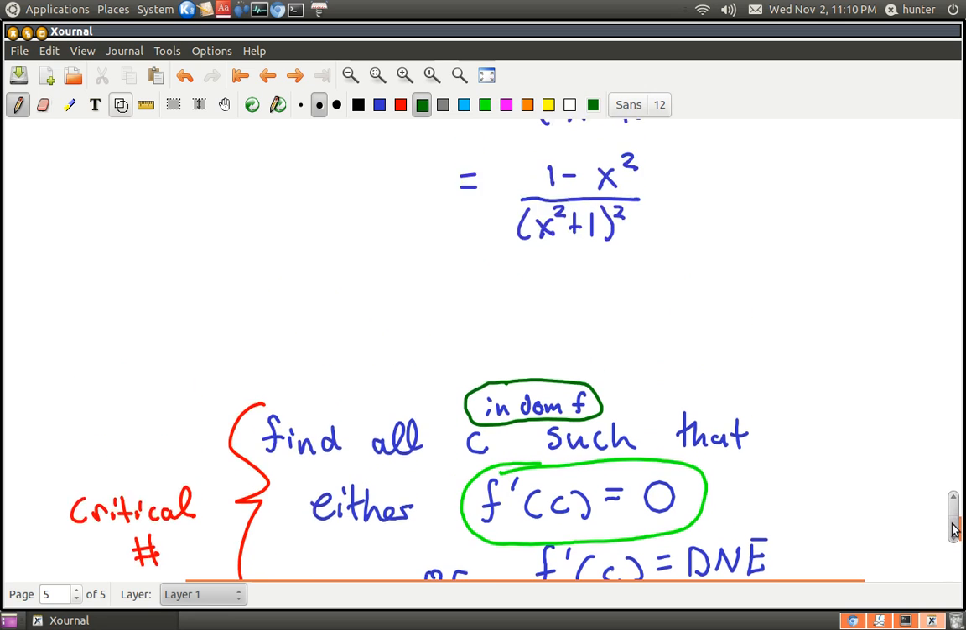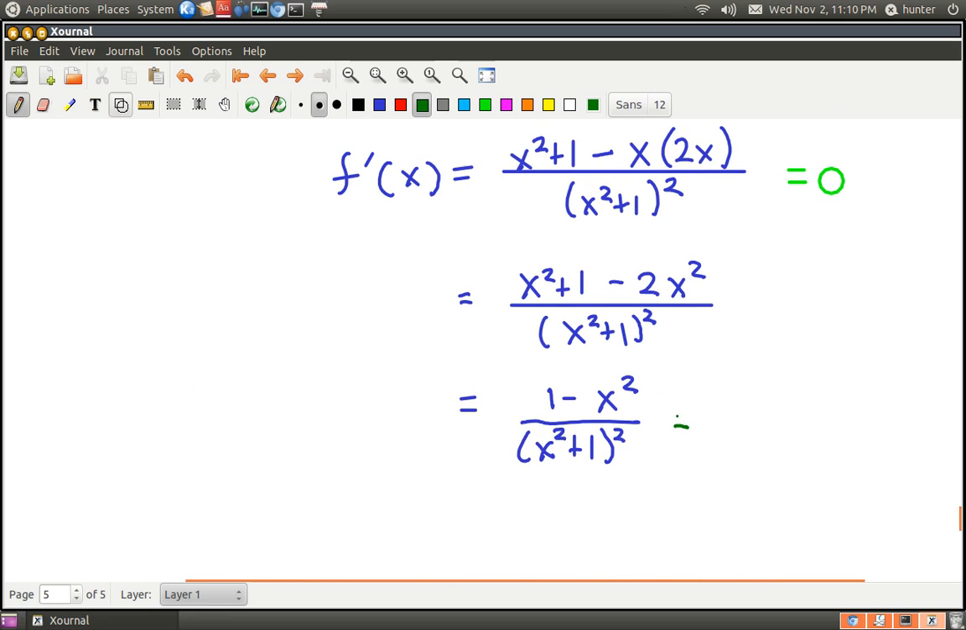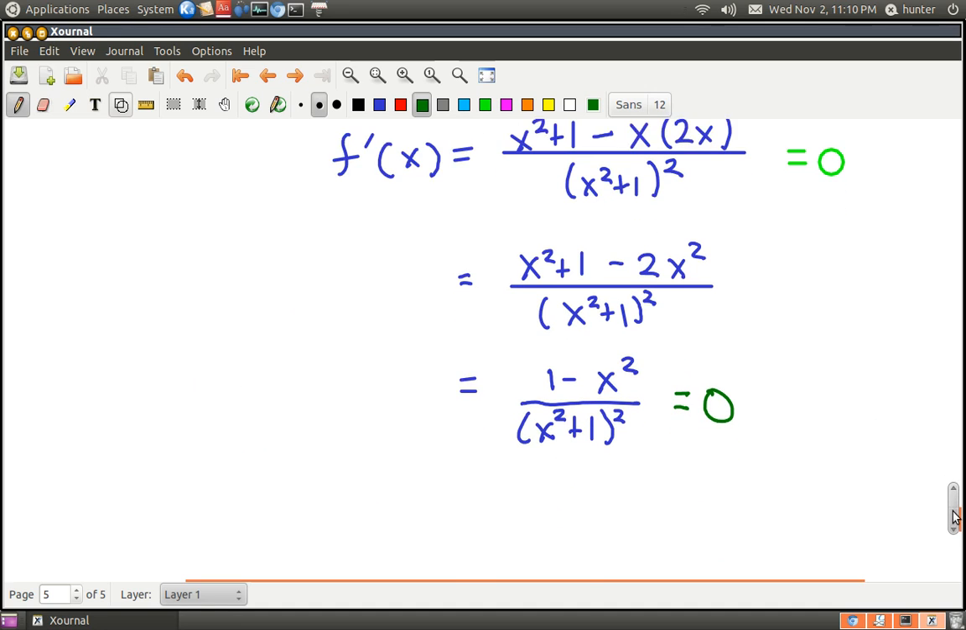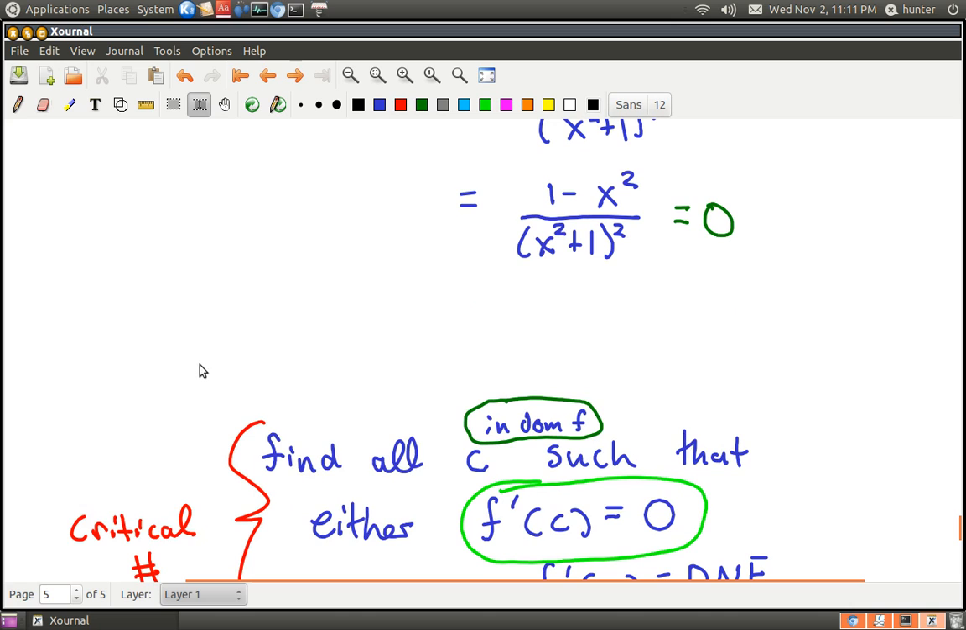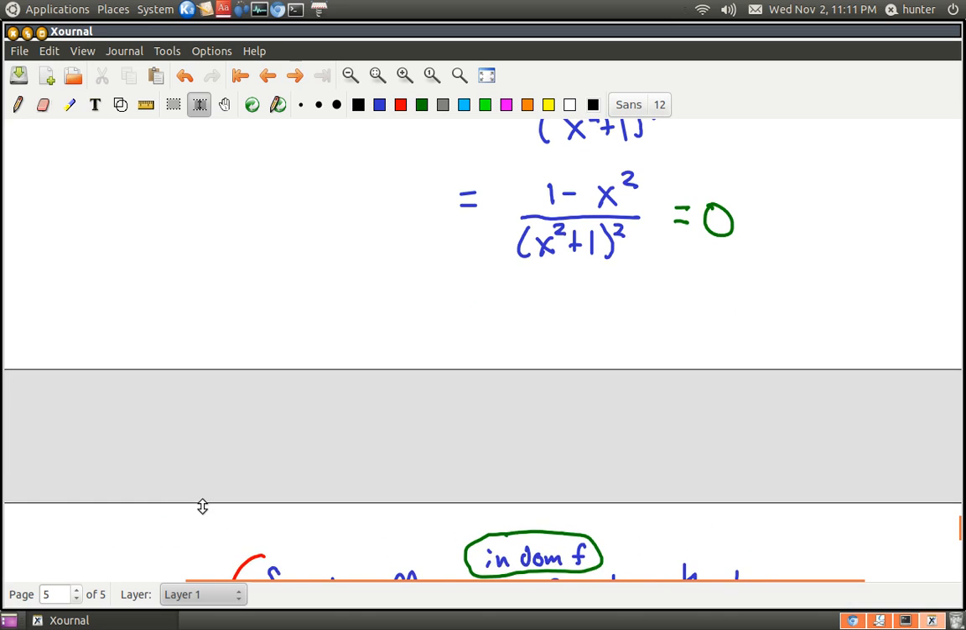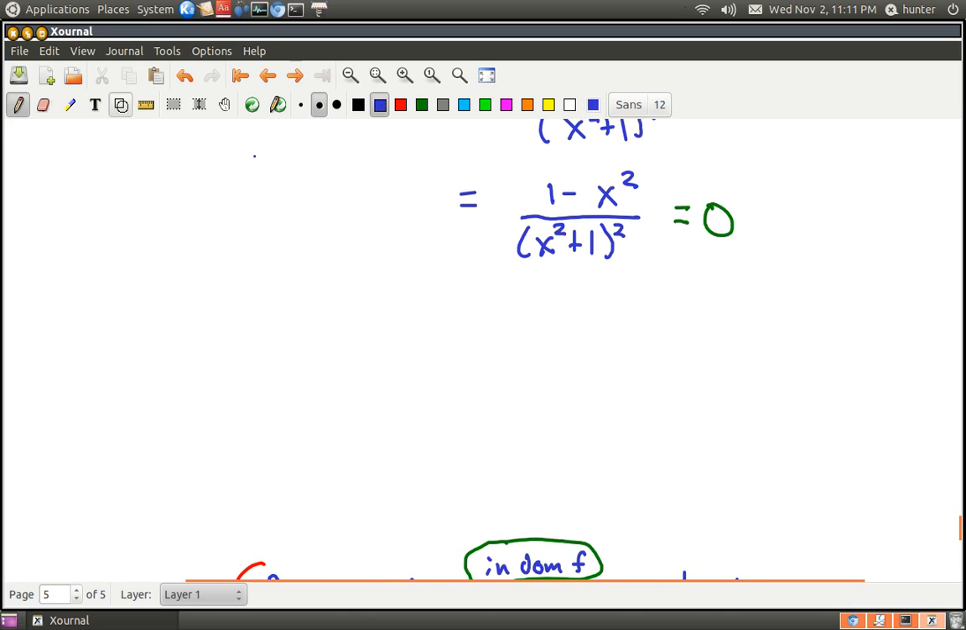Now let's think about this green bubble that says the derivative has to be 0. Let me set this equal to 0. I know this looks scary, but remember that when you set a fraction equal to 0, the only way it can be 0 is if the top is 0. So the question is, when is the top 0? Let me write that off to the side. When is 1 minus x squared equal to 0? Much easier, right? This is just 1 equals x squared, and so x equals plus or minus 1.